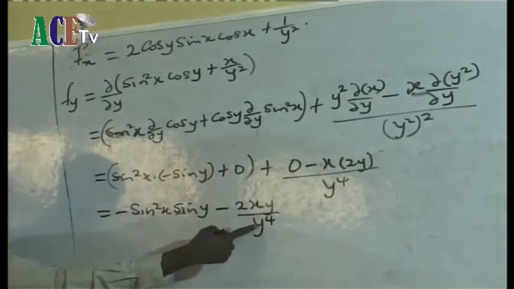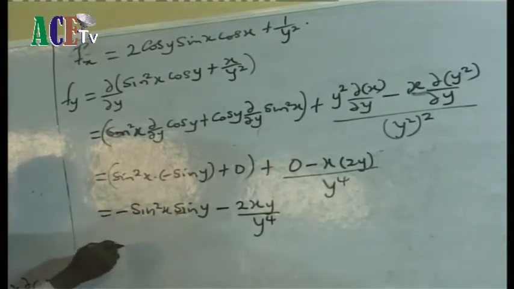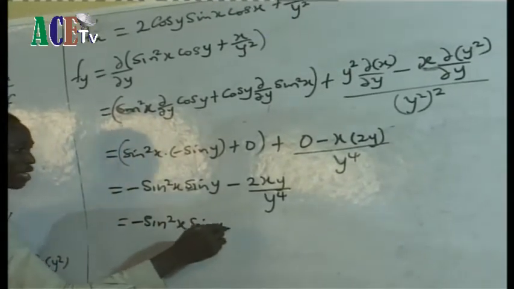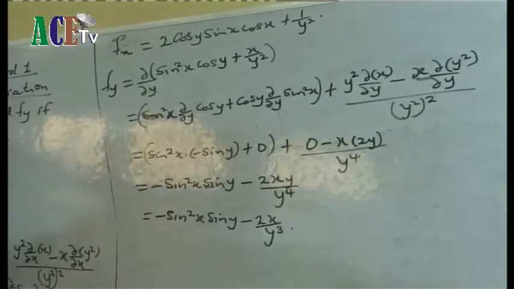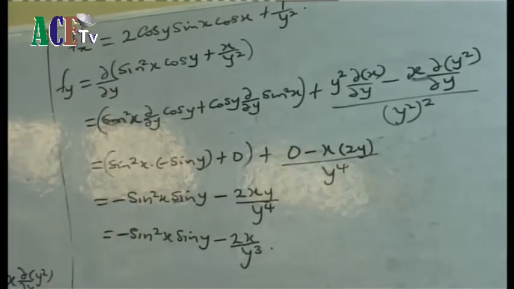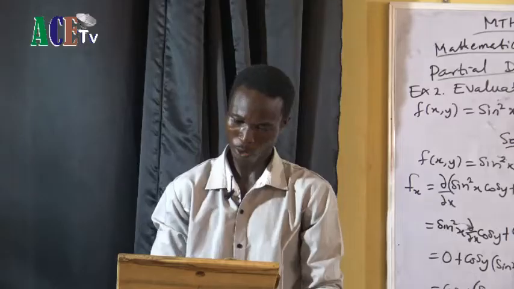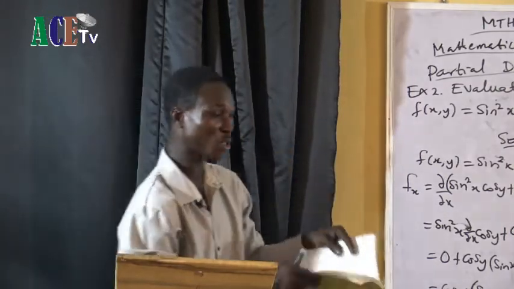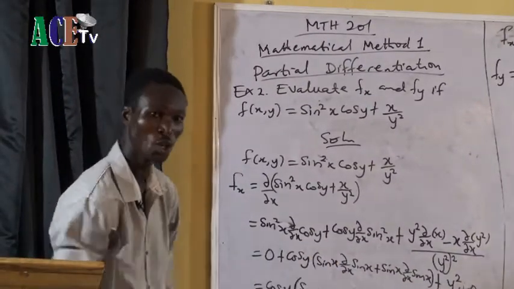But this y can take away 1 from here. I will now have minus sine square x sine y minus 2x over y raised to power 3, and that is the derivative of that function with respect to y. So if you want to differentiate with respect to x or with respect to y, whatever rule you are using, you consider the variable you want to differentiate.